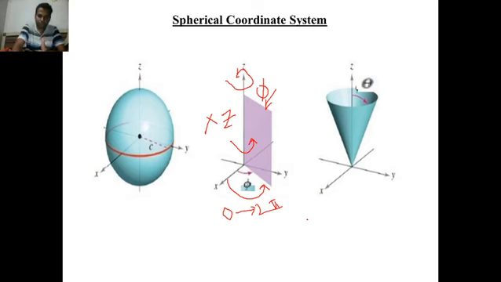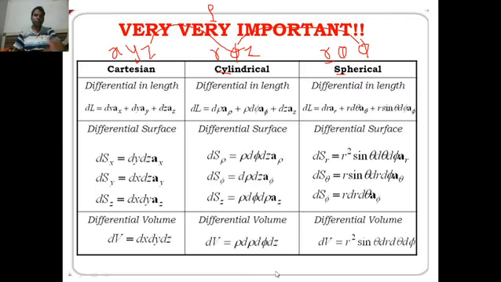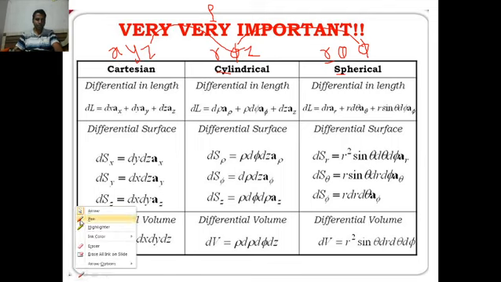So you have to remember that the coordinates in the Cartesian system are x, y, z, in cylindrical r, phi, z, and in spherical r, theta, phi. Which are the three unit vectors in the Cartesian system? The three unit vectors in the three directions are ax cap, ay cap and az cap. Similarly, the three unit vectors of the cylindrical system are ar cap, a phi cap, az cap.